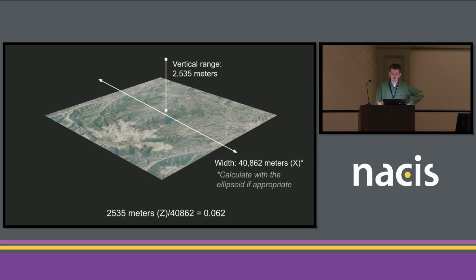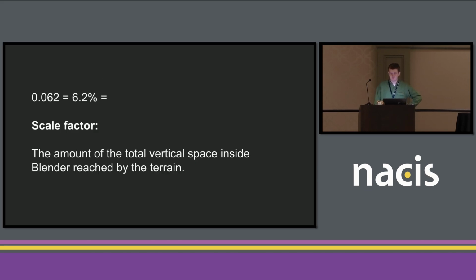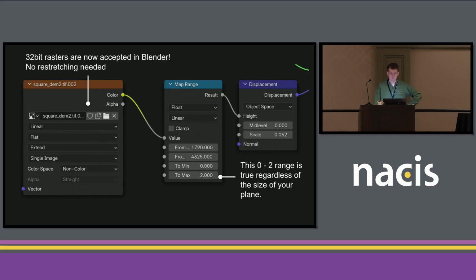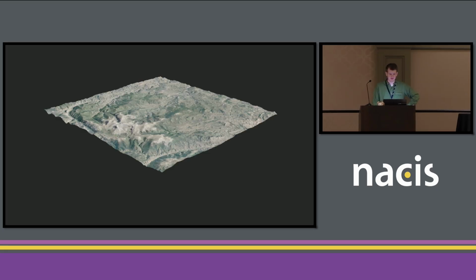And if we divide that by our width, we get 0.062, which means that out of 100% of a cube made up of our terrain, 6.2% of that space would be taken up by our vertical elevation range. And all we need to do in Blender is create a map range node, map our lowest and highest values to that 0 and 2 ratio, and then take that percentage of 100, the percentage of 1, and we plug that into our scale. And it looks pretty believable.